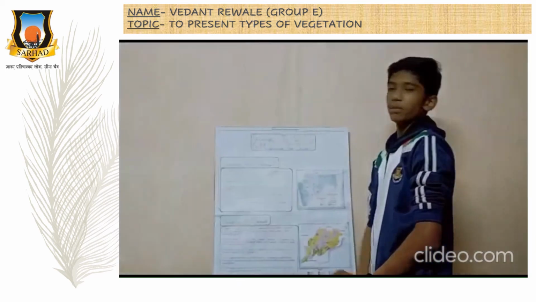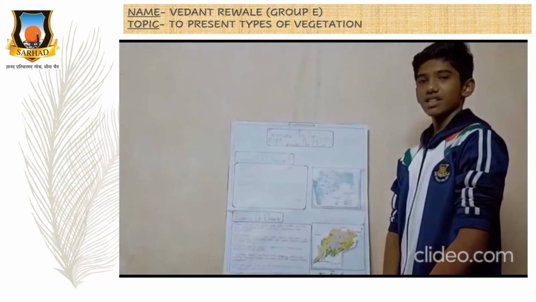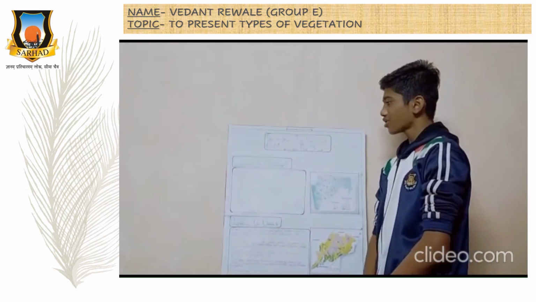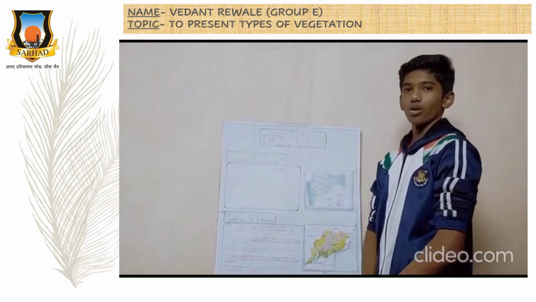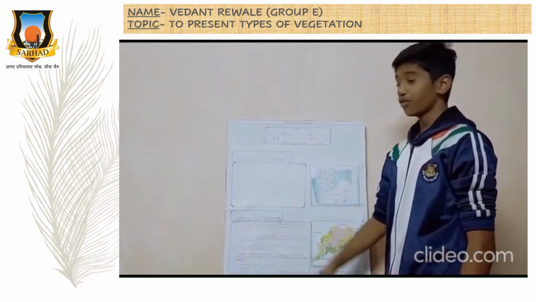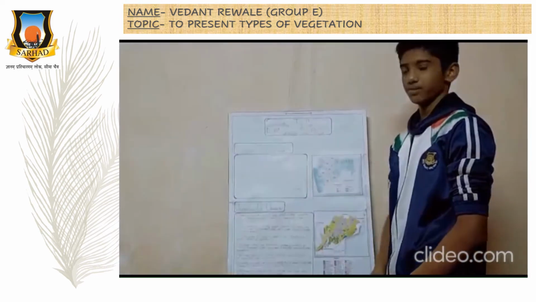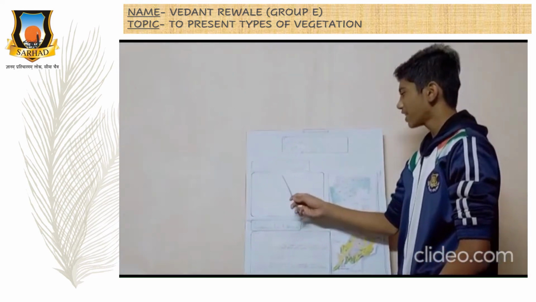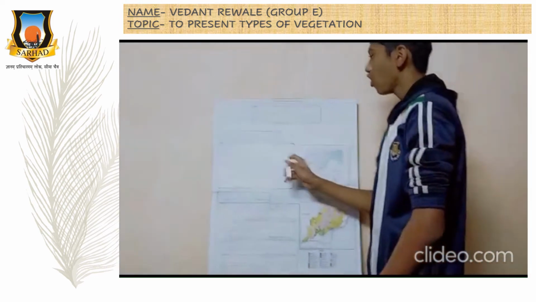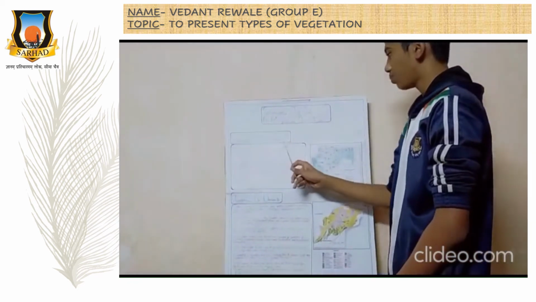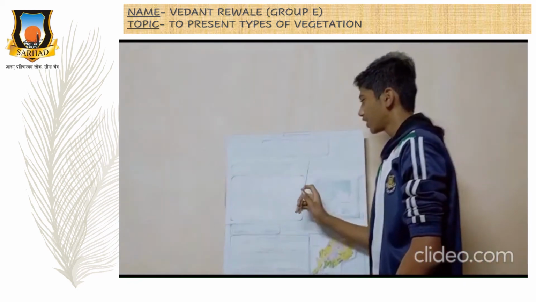My topic is summarizing the vegetation of Maharashtra and Odisha. In this topic there are two points. Let's see the first point. Vegetation of Maharashtra. Vegetation mainly consists of forest region of the Western Ghats, the Satpura region and the Chandrapur.